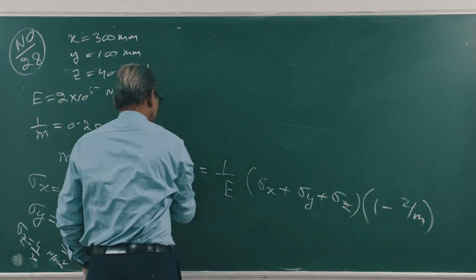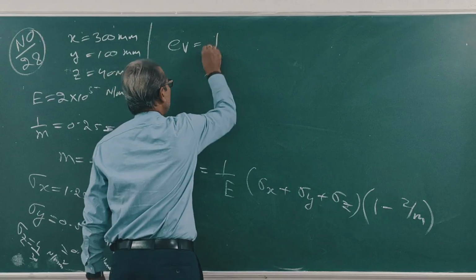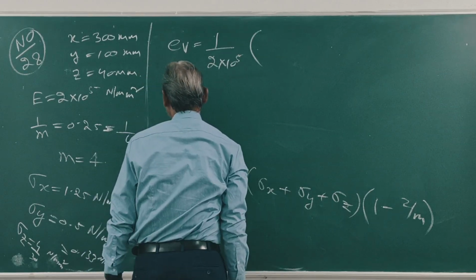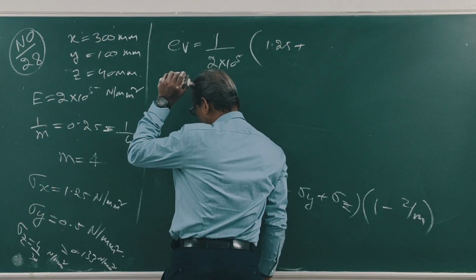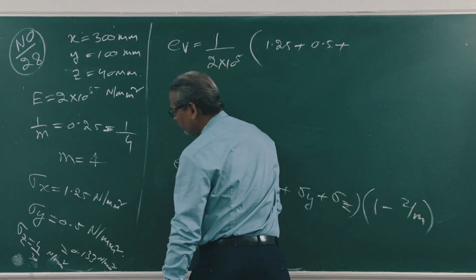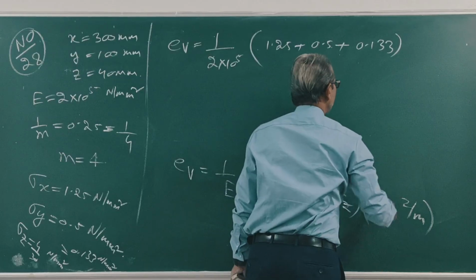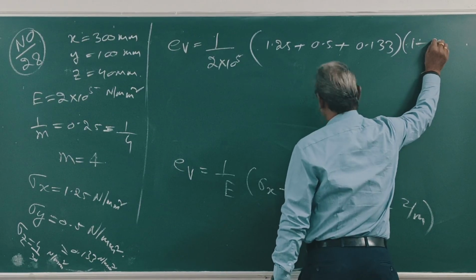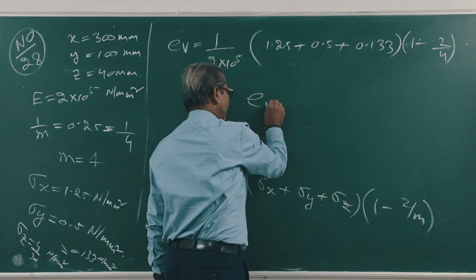Now, EV is equal to 1 by 2 into 10 to 5 into sigma x 1.25 plus sigma y 0.5 plus sigma z 0.133 into 1 minus 2 by m, means 2 into 1 by m, or 2 by 4. Right? Now we will find EV.